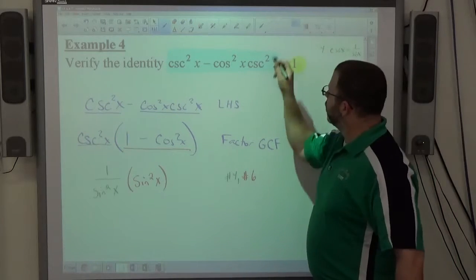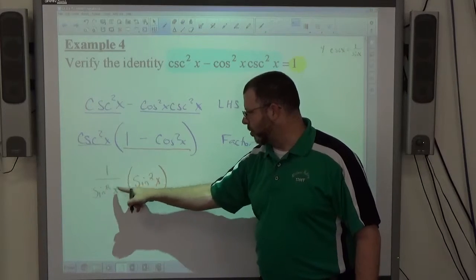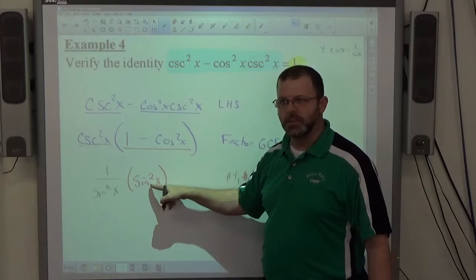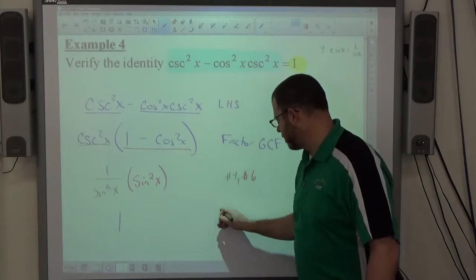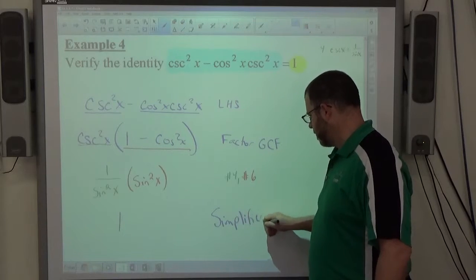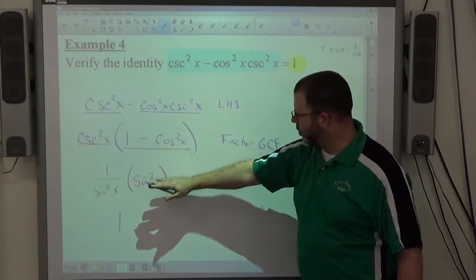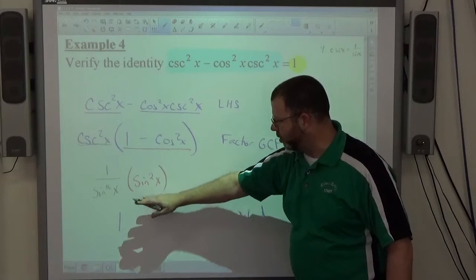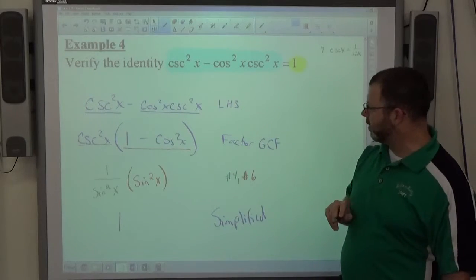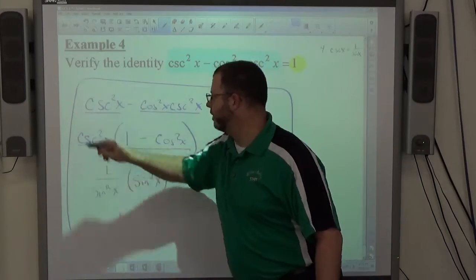Then looking at the two things we're multiplying, 1 over sine squared is being multiplied by sine squared. That's just a reciprocal times its original expression, so that equals 1. And there we go, we have it. The left-hand side, through some factoring, substitution, and simplification, gets us down to the right-hand side. So our identity has been verified.